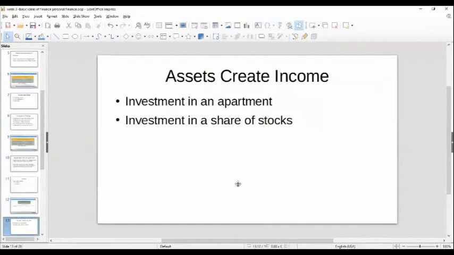Our assets can create income. In what way? If you use your assets in the form of investment, like having an apartment, the rental fees that you collect are income. Or if you have machineries and offer them for rent, then the rental income from the machineries is your income.